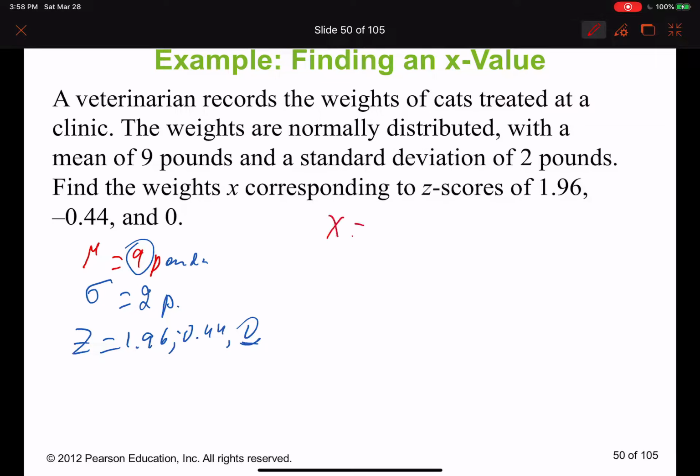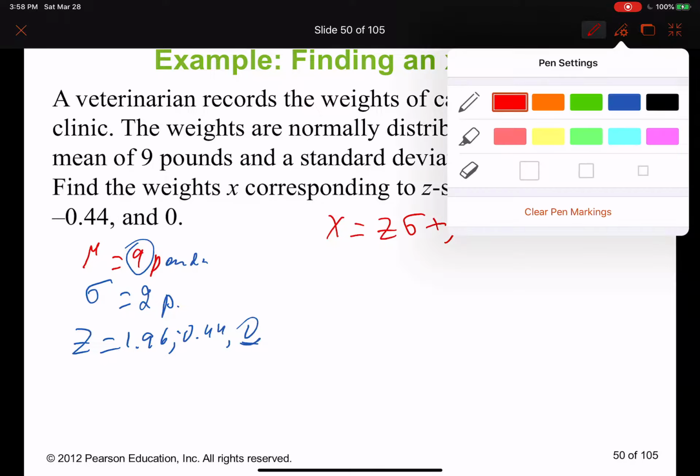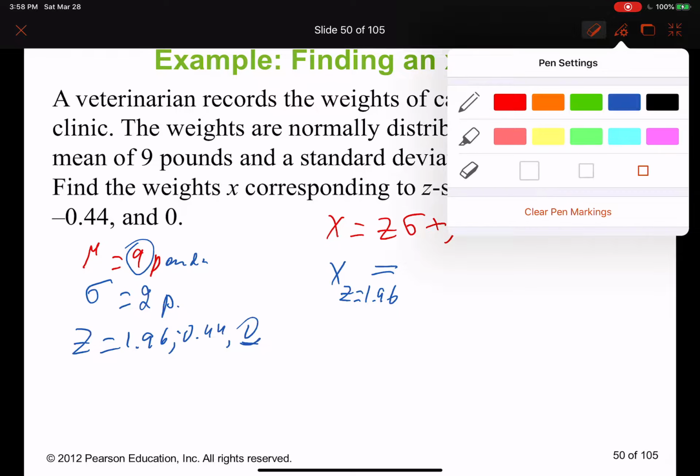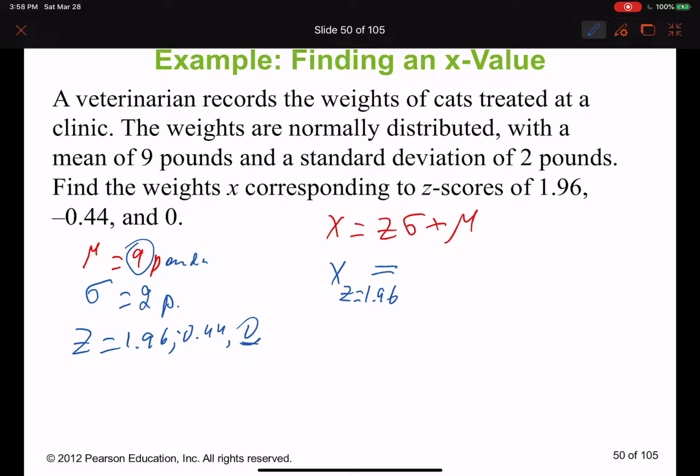the mean. So let's write down the formula. X is equal z sigma plus mu. So let's find first x for z-score equal 1.96. That is equal, z is 1.96 times sigma, which is 2, and plus mu, which is 9. How much is it going to be?